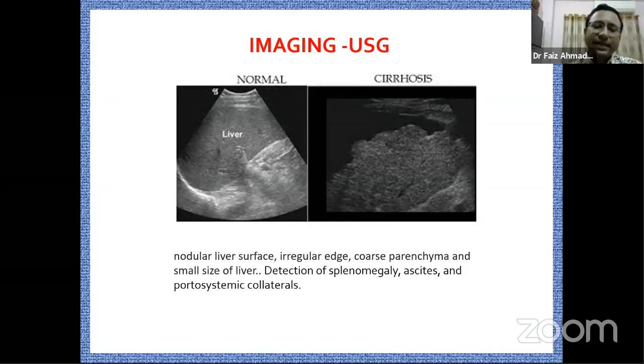And also there is ascites, gross ascites. So in ultrasound, we can see nodular liver surface, irregular edge, coarse parenchyma, small size liver, detection of splenomegaly, ascites, and a good ultrasound machine and sonologist can also detect portosystemic collaterals, dilated portosystemic veins.